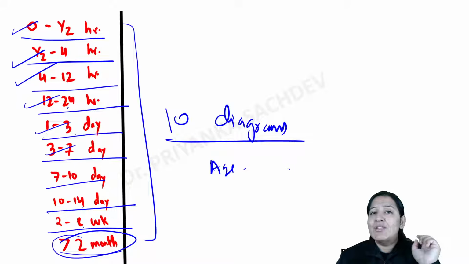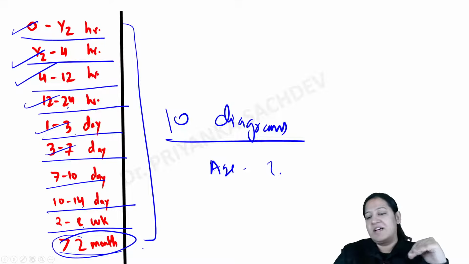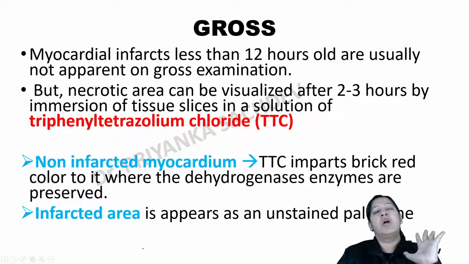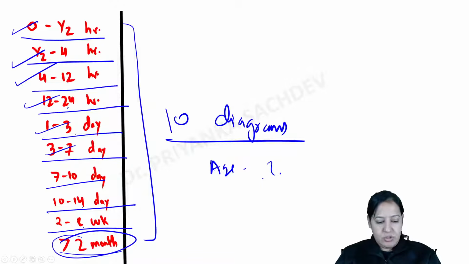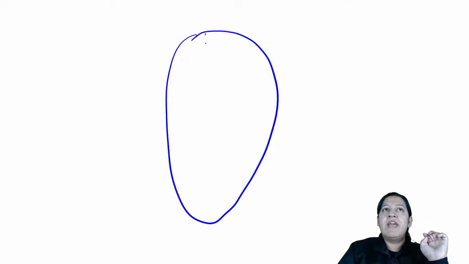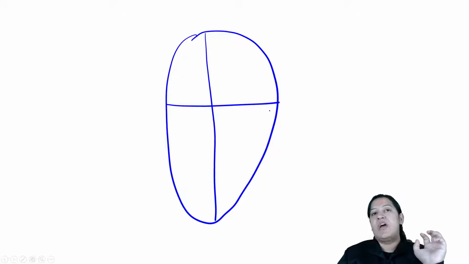So what is the age of MI? I will show you in 10 different diagrams. The 10 different ages are there. You can see, right? So before coming on these diagrams, let me teach you the gross. Now, why is gross important? Okay, so this is the heart from the dead body. I have taken out the heart from the dead body. This is the heart. You can see the 4 chambers. How will I find out where is MI, where is the infarcted area?